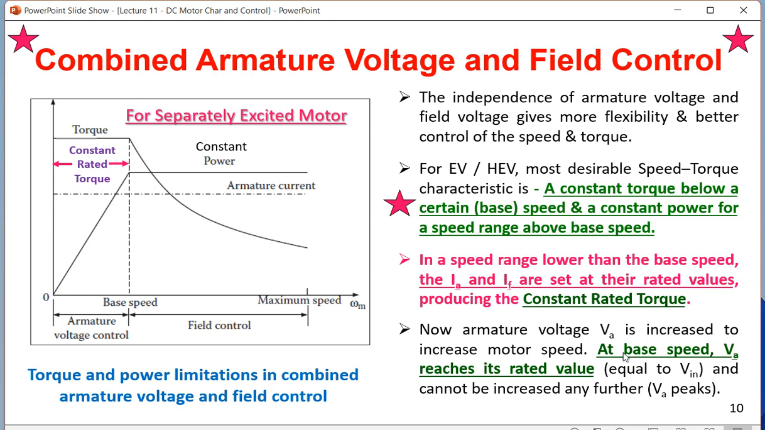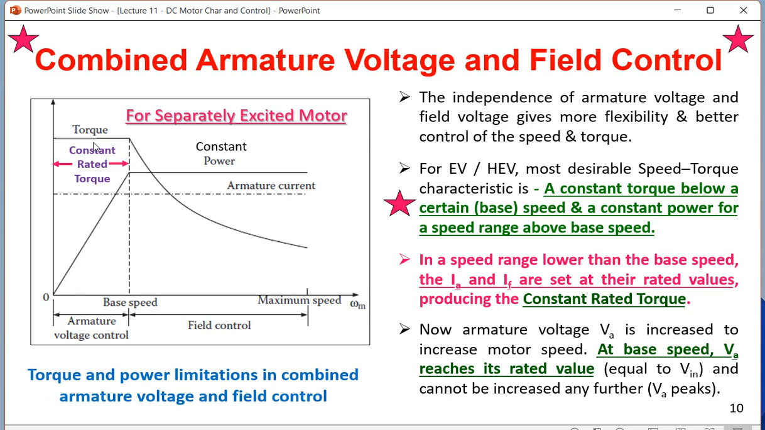Now the armature voltage VA is increased to increase the motor speed. So you are finding here the speed will constantly increase till the base speed, but torque is constant. Generally, whenever we increase the speed, torque will reduce, but in this case torque is constant. Why? Because in this case you are actually increasing the input voltage. This is a very important concept: the armature voltage VA is increased between this region because we are increasing the speed from 0 to base speed, and still the torque is constant.